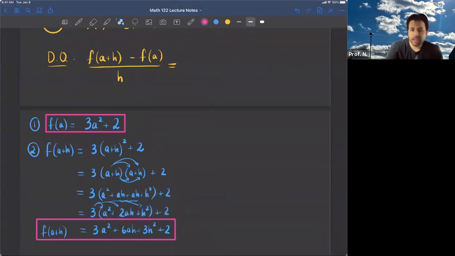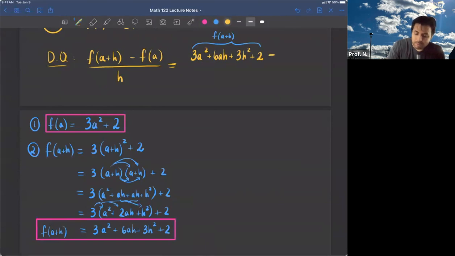Now, we're just setting ourselves up. For f of a plus h, I'm going to replace it with this entire expression here. So what is that going to look like? I'm just going to replace it. It's going to be 3a squared plus 6ah plus 3h squared plus 2. This entire thing here is f of a plus h. And what am I doing with this? I'm subtracting f of a from it, and f of a is simply 3a squared plus 2.